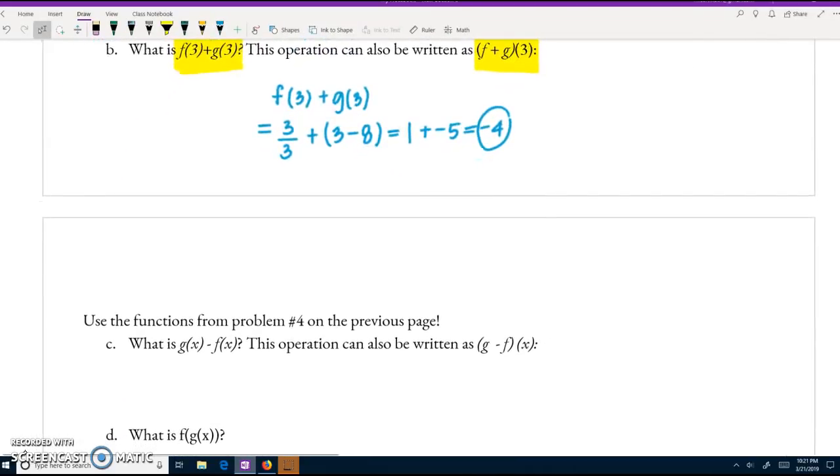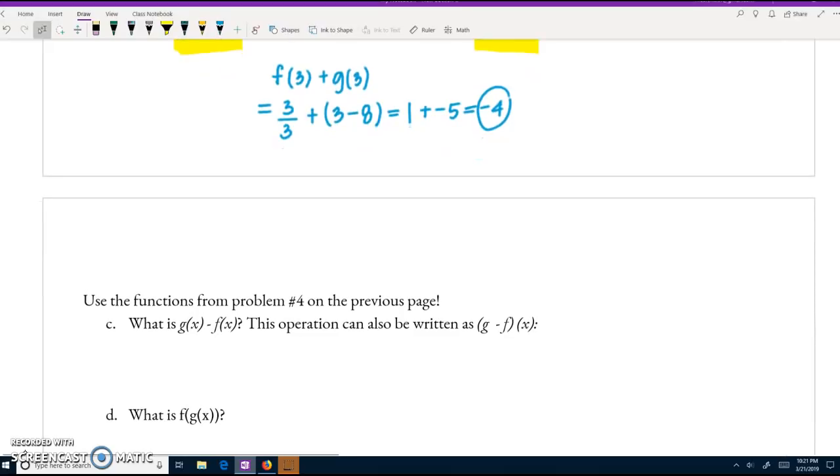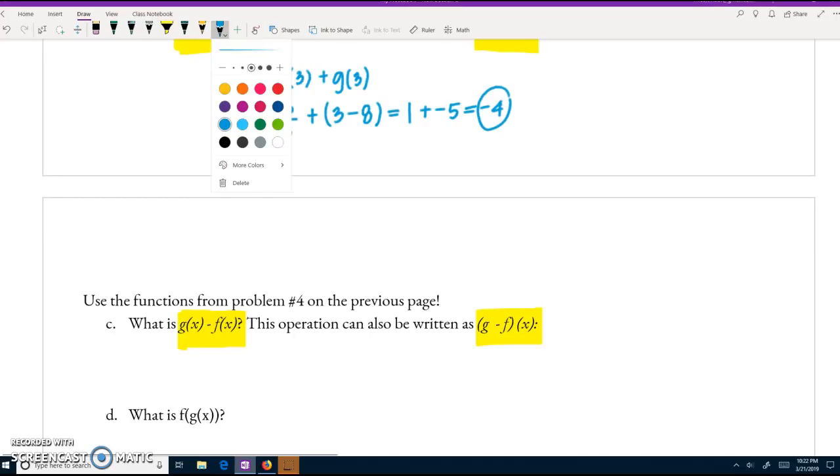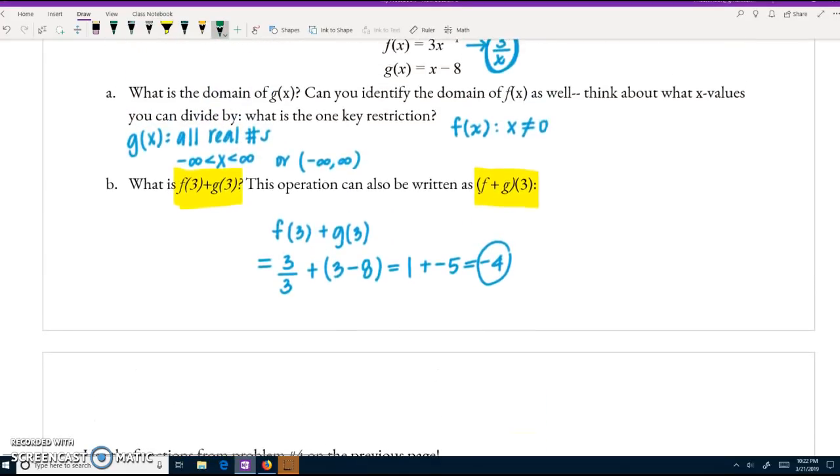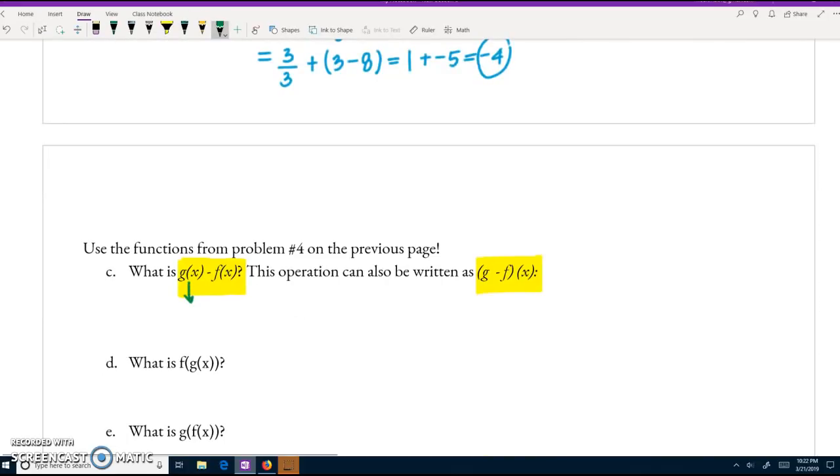This problem continues on to the next page. So now it asks us to find what is g of x minus f of x, which is the same thing as saying g minus f of x. So I can either write the notation as two separate functions, or I can write the operation that's going to happen between the functions and then what variable its operation involves. So here, g of x minus f of x, my g of x was that x minus 8. And then my f of x is that 3 over x. Not a whole lot else I can do with this operation. There are no like terms, so it's not going to simplify anymore. So x minus 8 minus 3 over x.